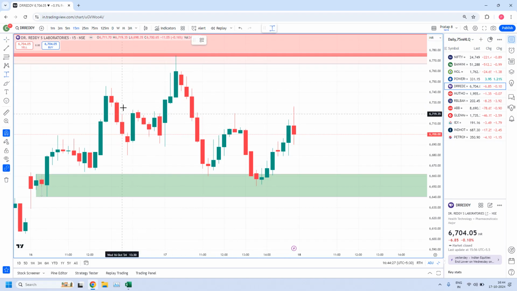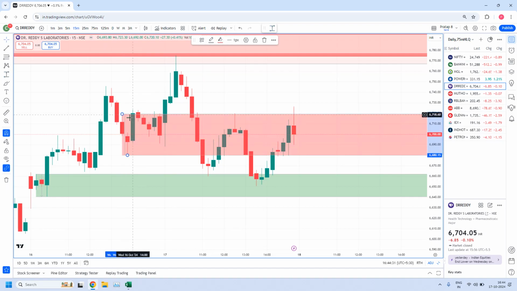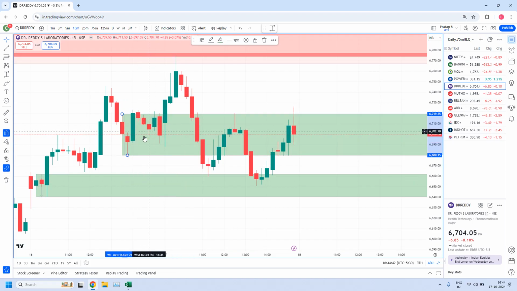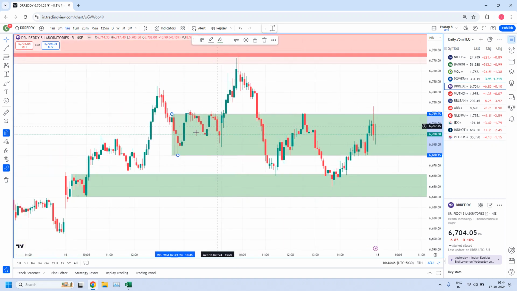But the thing is, see here, almost the candle is inside the zone. Many times such kind of zones will be violated easily. That's why what I did, from a confirmation point of view, I went to the 5 minutes time frame to compromise and draw the zone.